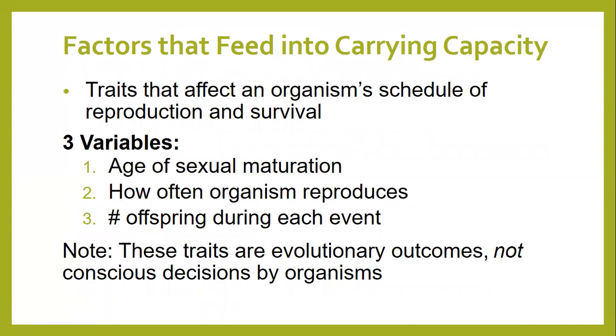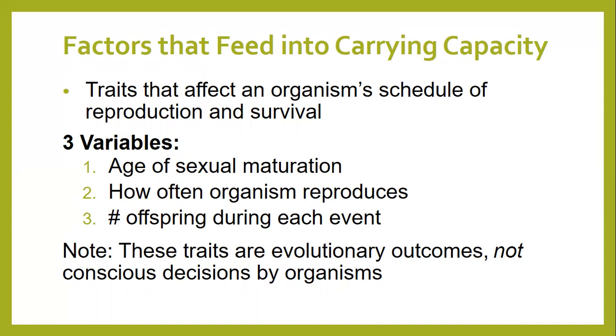Factors that feed into carrying capacity. Traits that affect an organism's schedule of reproduction and survival. There are three basic ones. How soon do you reach the age of sexual maturity? For R-related species, that's usually very young. For K-related species, it's higher. So that feeds into how many and how fast these species can come back and repopulate the ecosystem. How often organisms reproduce. So when do they reproduce, and then how many times annually, or even not annually, biannually potentially, can they reproduce? What number of offspring do they produce per event?